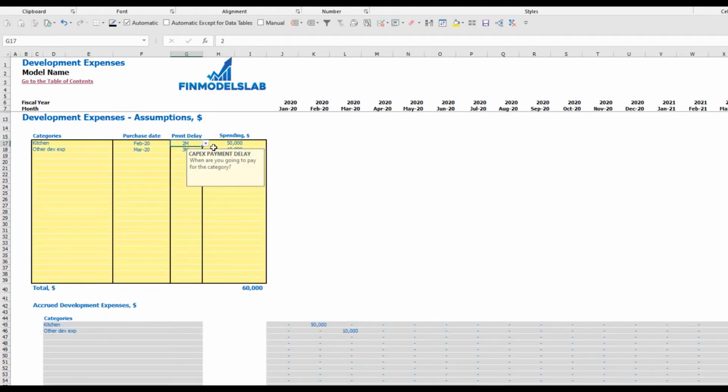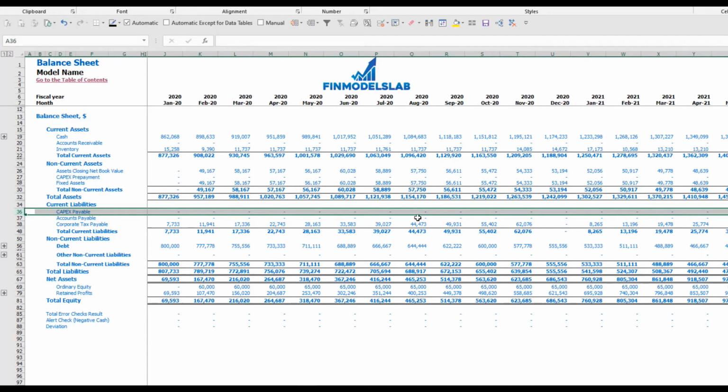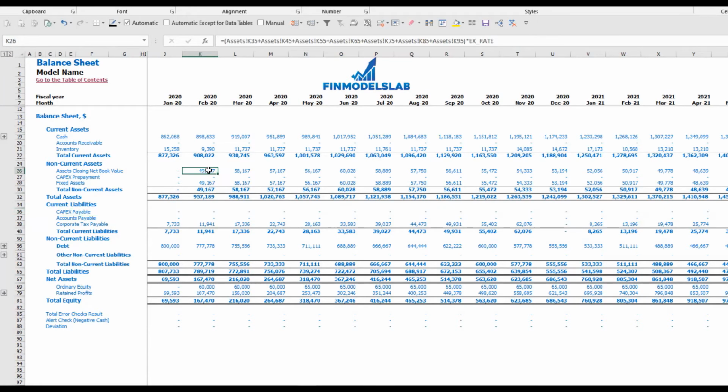Because we set up 2 and 3 months payment delay, you may see that we have Capex payable. I can also remove here or select 0 months. In this case, Capex payable will be 0, but we will have just fixed assets amounts broken down by months.